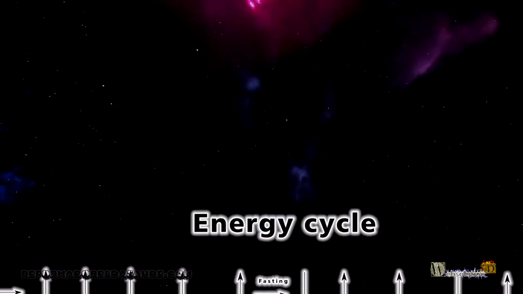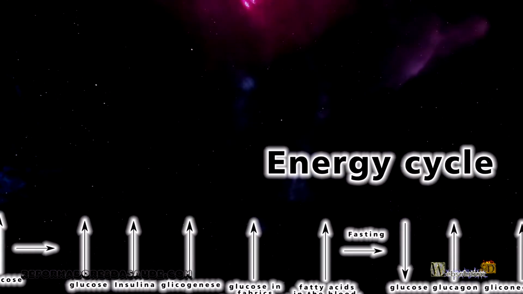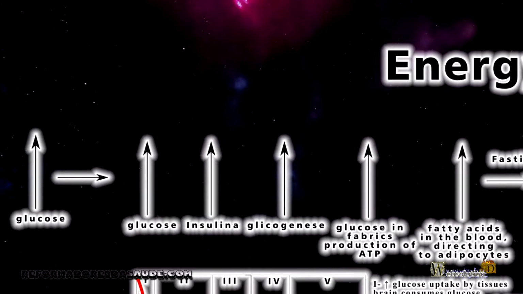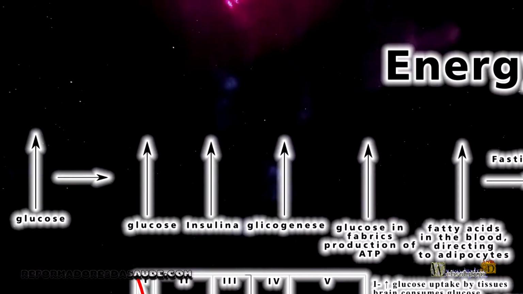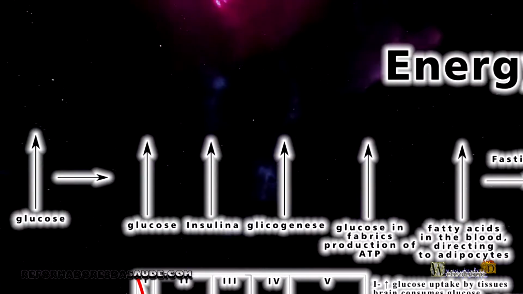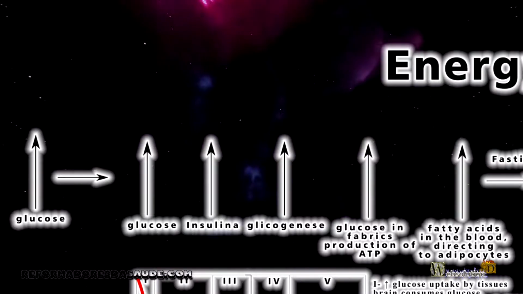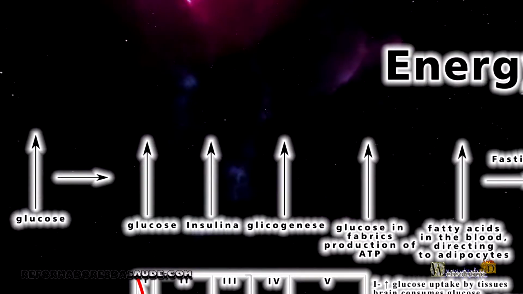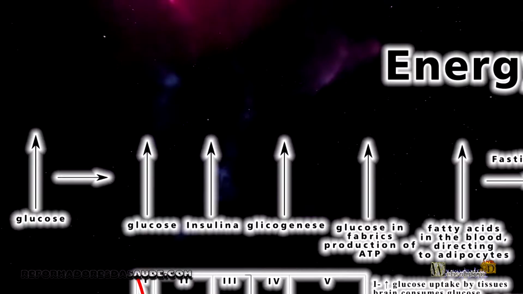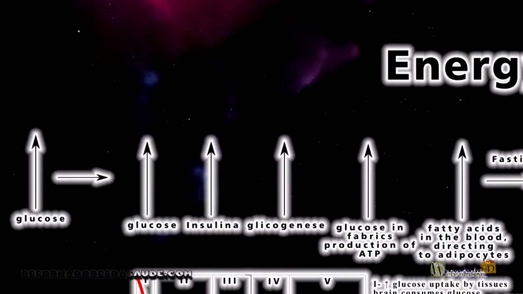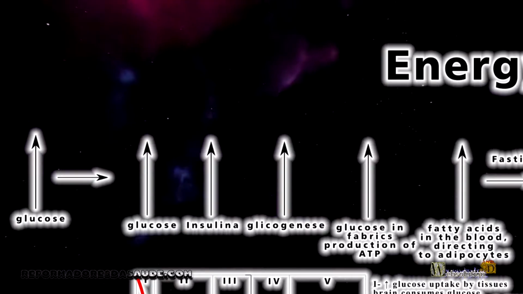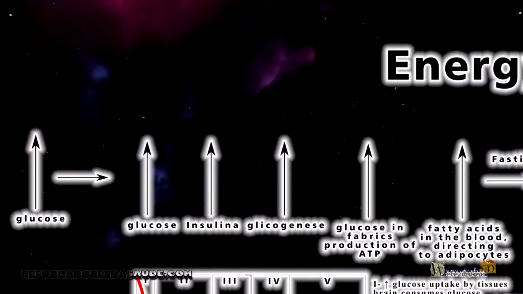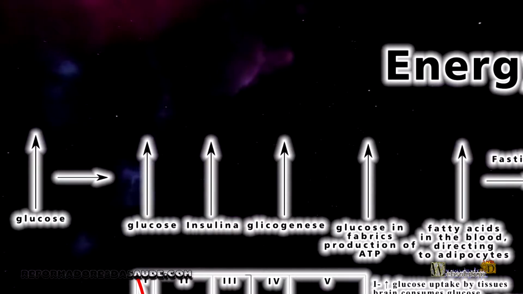As one feeds, intestinal absorption releases nutrients into the blood and increases blood glucose and insulin, which activates glycogen synthesis and tissue absorption of glucose, producing ATP. When glycogen is at maximum size, cleavage and production of fatty acids that are directed to adipocytes occurs.